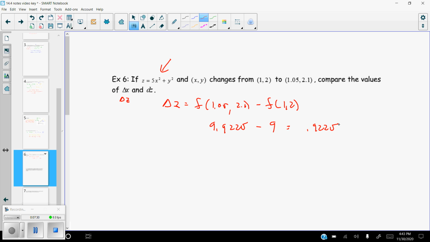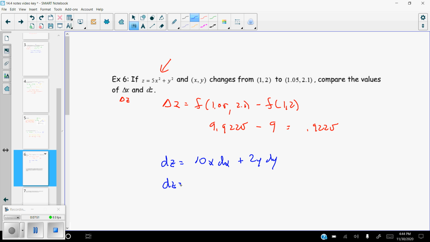Now let's find the differential, which is dz. So in order to find the differential, we need the derivative with respect to x, so that's going to be 10x dx, plus the derivative with respect to y is 2y dy, and then we're going to plug those values in.